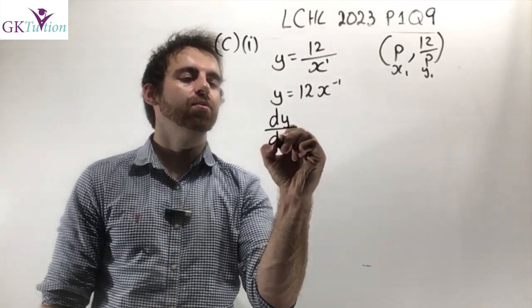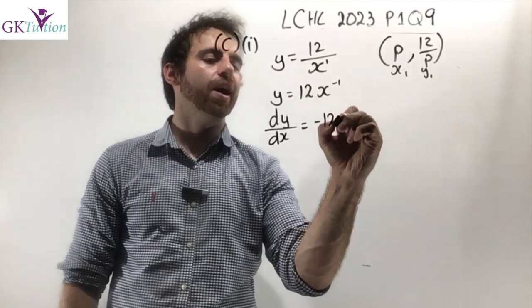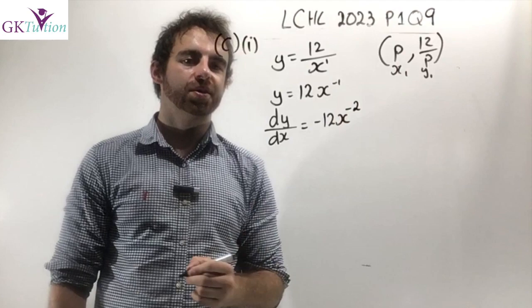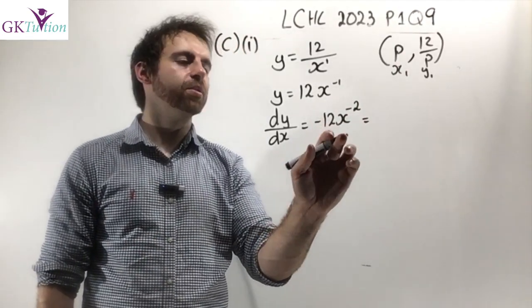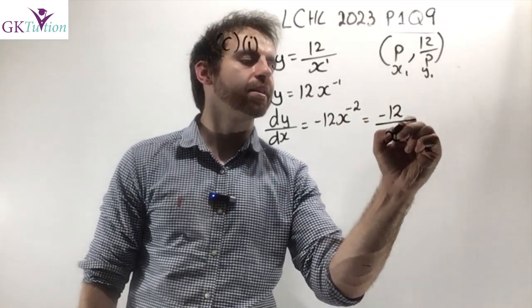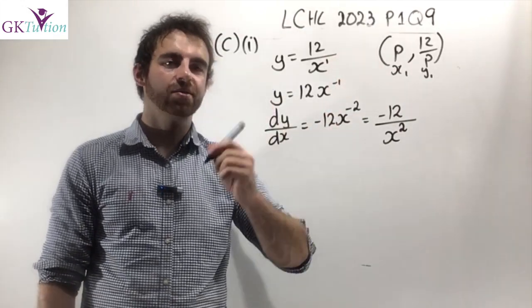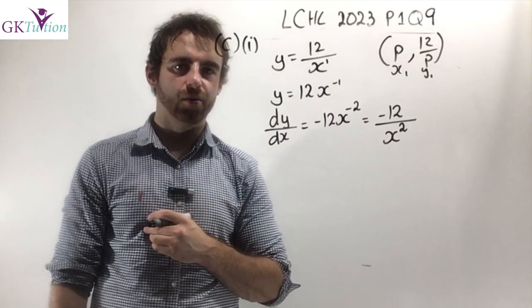So now I want to get dy dx. You bring the power in front, so you'd get minus 12, and then the power decreases by 1, so it comes to the power of minus 2. And obviously I can simplify that down. Minus 12 times x to the power of minus 2 is the same as minus 12 over x to the power of plus 2. I'm using that rule of powers again to bring my x underneath. So the slope of the curve is minus 12 over x squared.